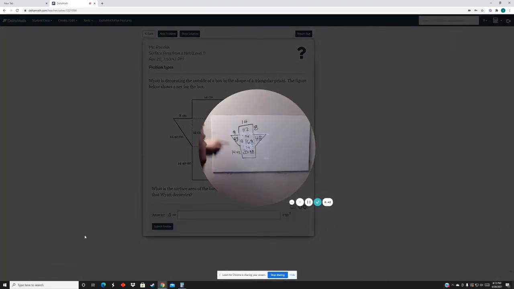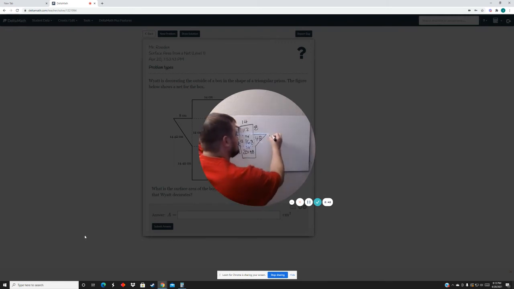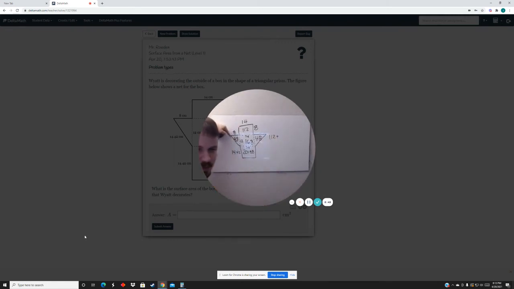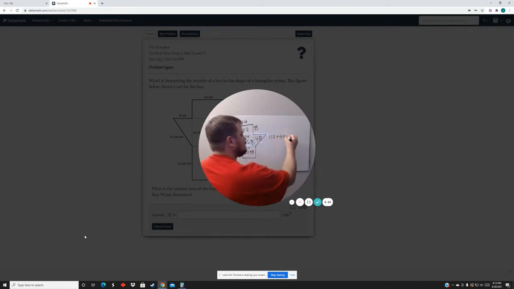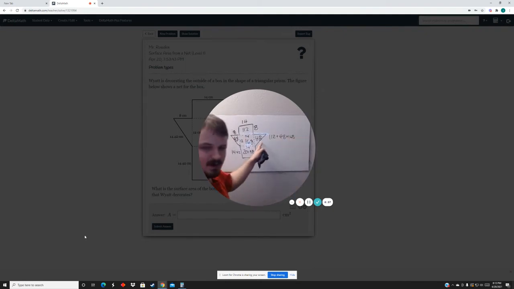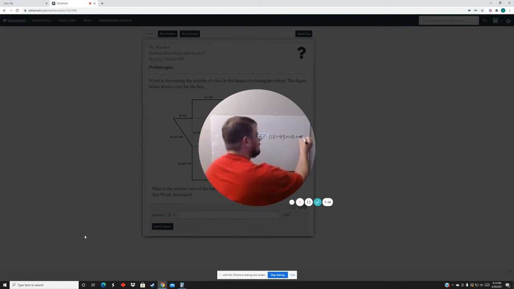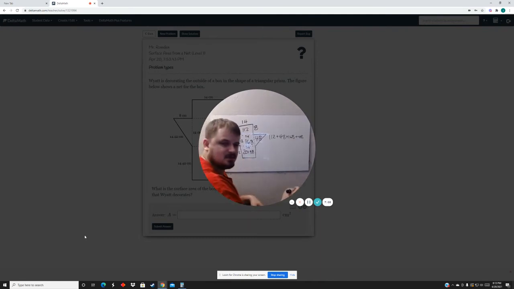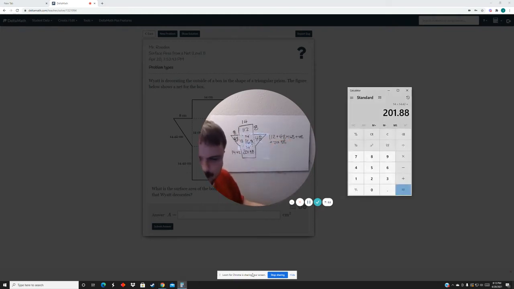Okay, so I'll end up using this, it'll be 112. Plus this one is 48. Plus that one right there is 168. Plus this one right here is 48. Plus 201.88. So this isn't the cleanest looking thing, but I'll write it down below. And then we'll just add all of those together. So we'll just do 112 plus 48 plus 168 plus 48 plus 201.88, and we get 577.88.